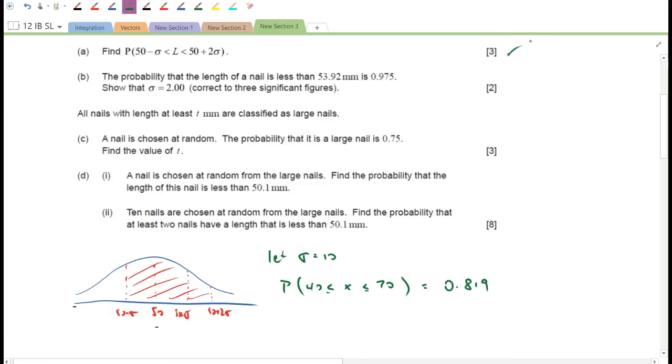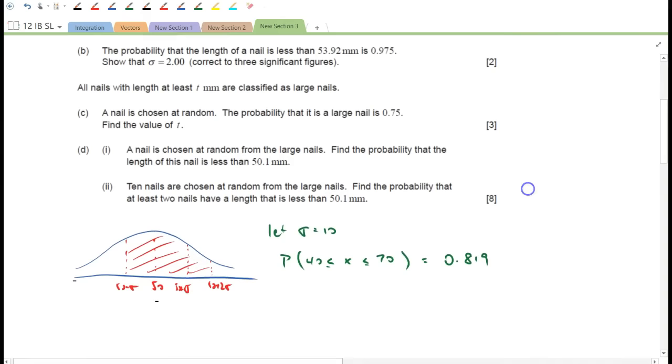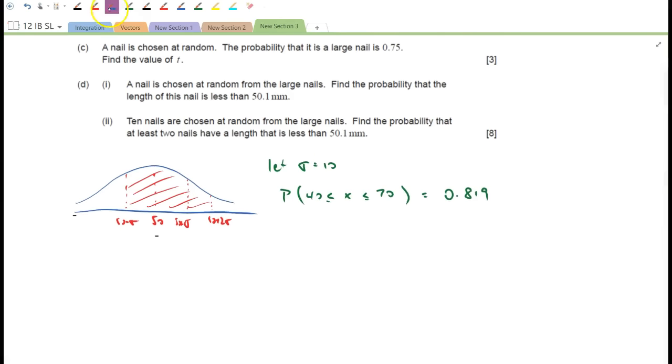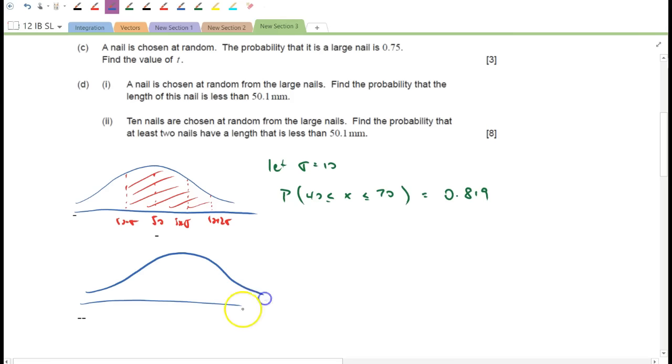Right. Now, the probability that the length of the nail is less than 53.92 is 0.975. So now they give us the area. That means inverse normal, when they give the area. Let's draw a little diagram, because you know how I like to draw diagrams.